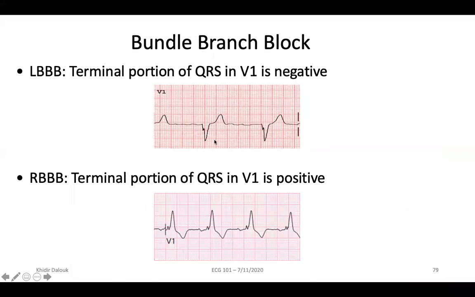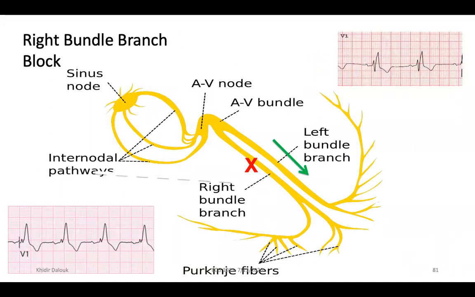And here is an example of that. So we usually look at V1, and you can see here it's all negative. But if I'm not sure, maybe there's some positive, some negative, whether I call it right bundle or left bundle is determined by the terminal portion or the second half of the QRS. If that is negative, this is left bundle branch block. Here you can see this is the pattern of right bundle branch block. If you look at the terminal portion of the QRS, it's positive, and the QRS is wide, wider than 120 millisecond. That is the pattern recognition for left bundle branch block and right bundle branch block. This is just an example of the same.